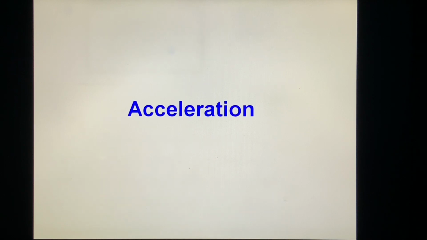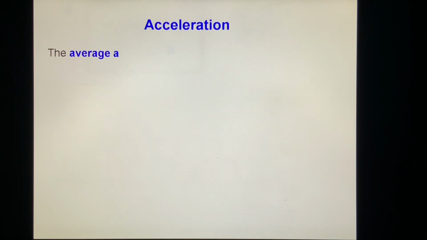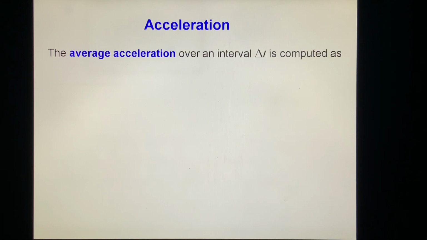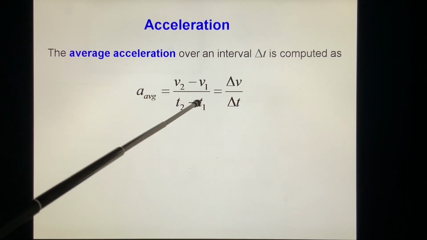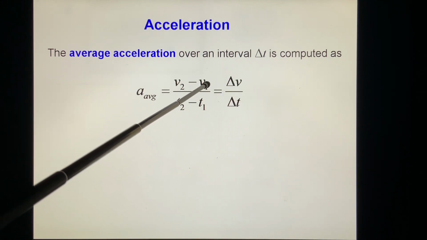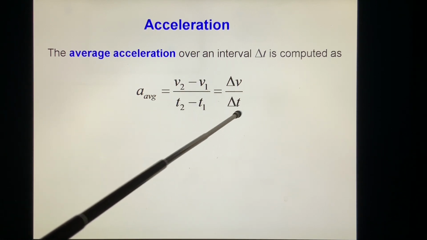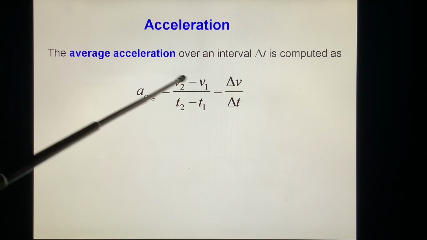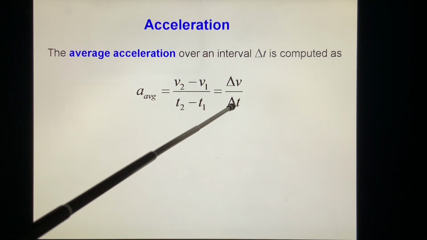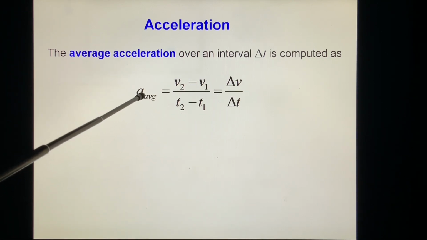Okay, acceleration. The average acceleration over an interval delta t is computed as follows. At t1, you have a velocity v1. After delta t, at t2 equal to t1 plus delta t, you have velocity v2. Then delta v over delta t is the average acceleration.